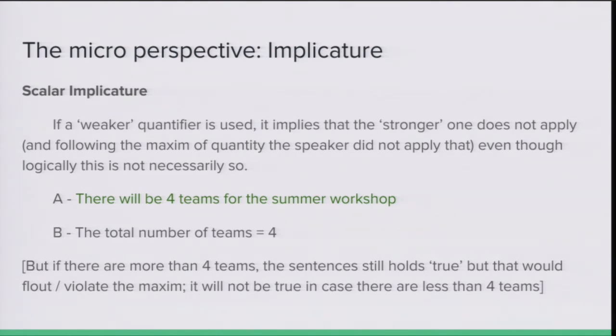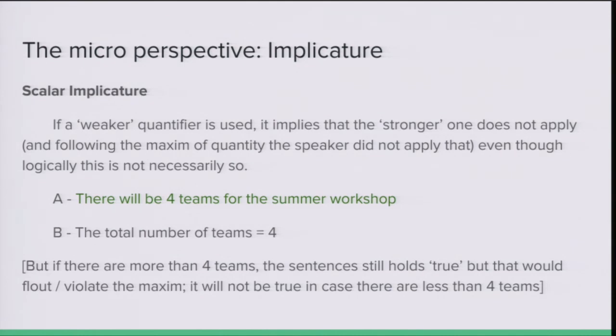So for example, if you have something like, there will be four teams for the summer workshop, what you assume is that there are four teams, not more, not less. But if you have done a little bit of logic, you would know that the sentence 'there will be four teams' would be true even if there are more than four teams, right? So strictly logically speaking, if you have five teams, then this is also not false. There still are four teams, right?